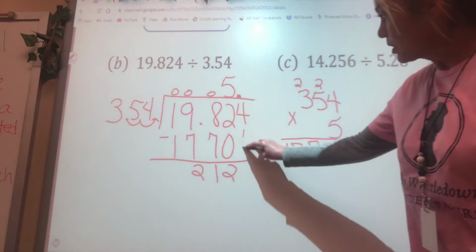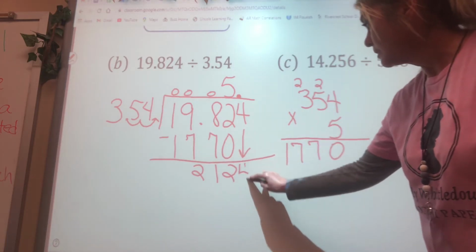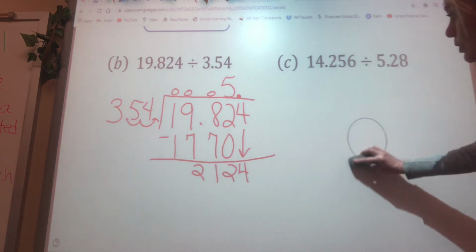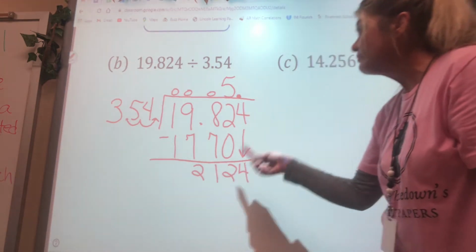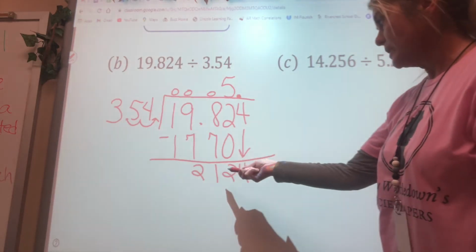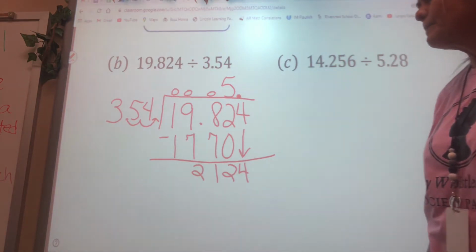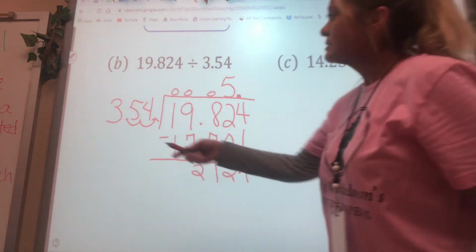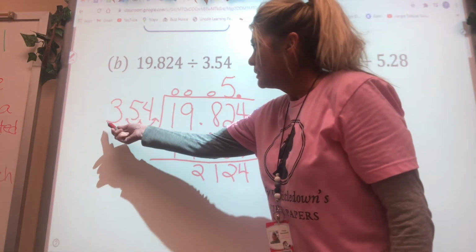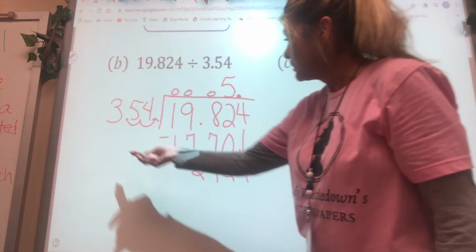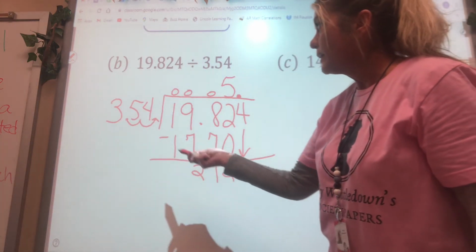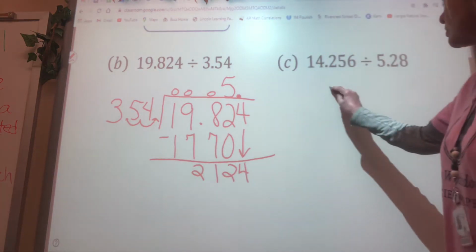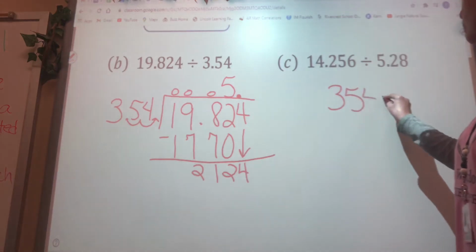And then I drop down my next digit. Well, I know that it won't go into 2, it won't go into 21, it won't go into 212, but it will go into 2,124. But I have no idea where to start. So let's see, I'll look at my outside number and say, well, it won't go into 2, but it will go into 21. And 3 goes into 21 7 times. So let's start with 7.